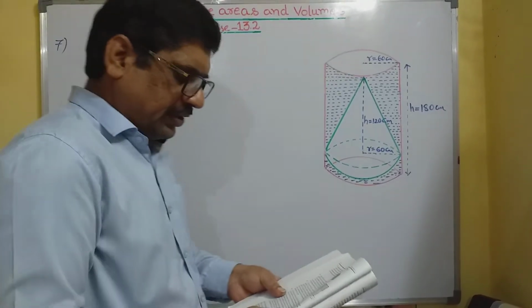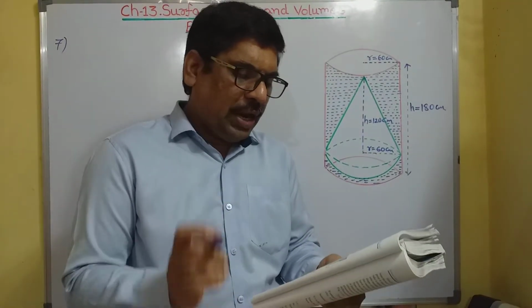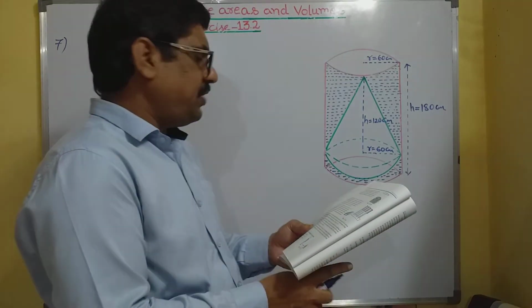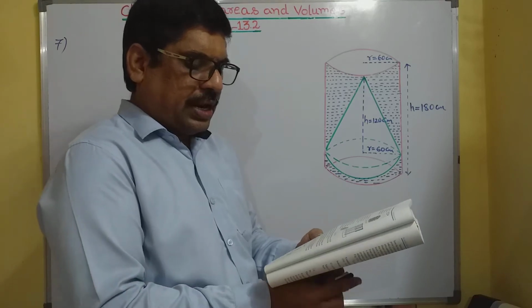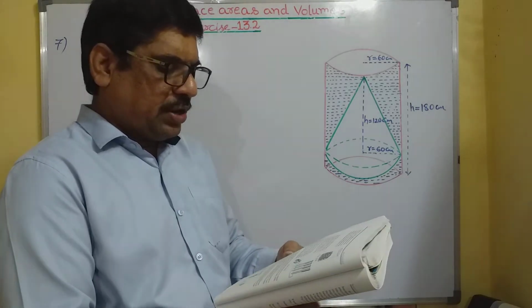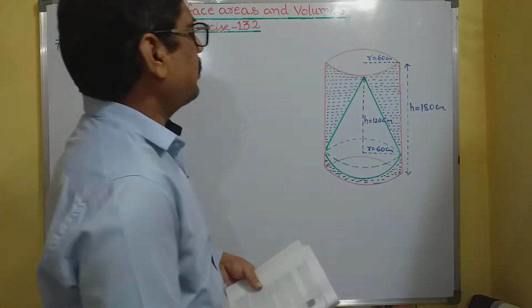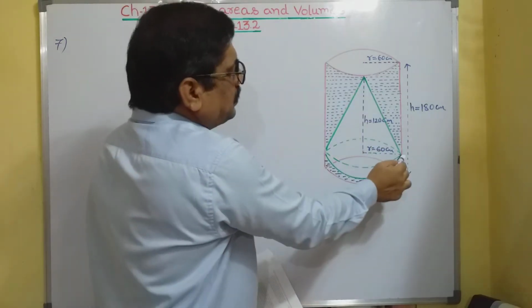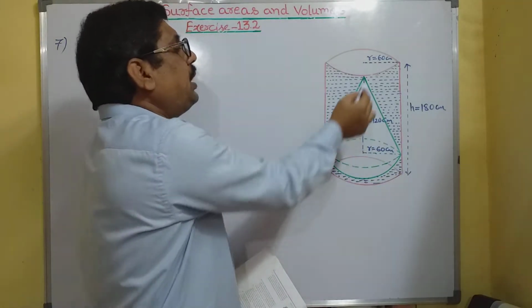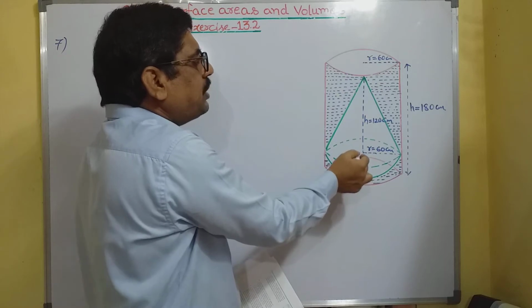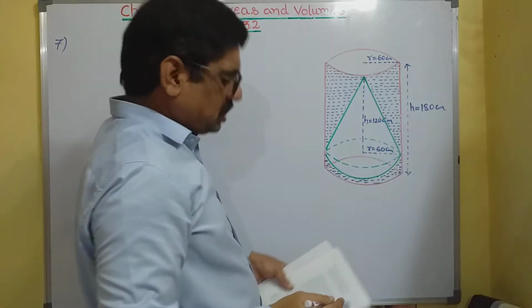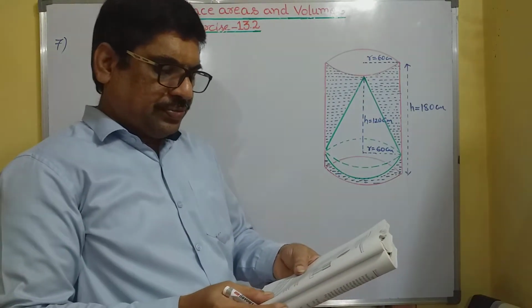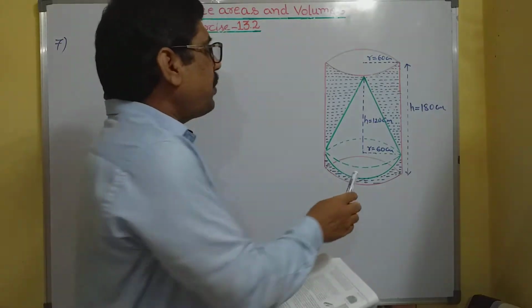Let us continue the seventh problem. A solid consisting of a right circular cone of height 120 centimeters and radius 60 centimeters standing on a hemisphere of radius 60 centimeters. Look at this green portion. Here there is a cone which is standing on a hemisphere. The height of the cone is 120 centimeters and the radius is 60 centimeters. And also he has given that it is standing on a hemisphere of radius 60 centimeters.